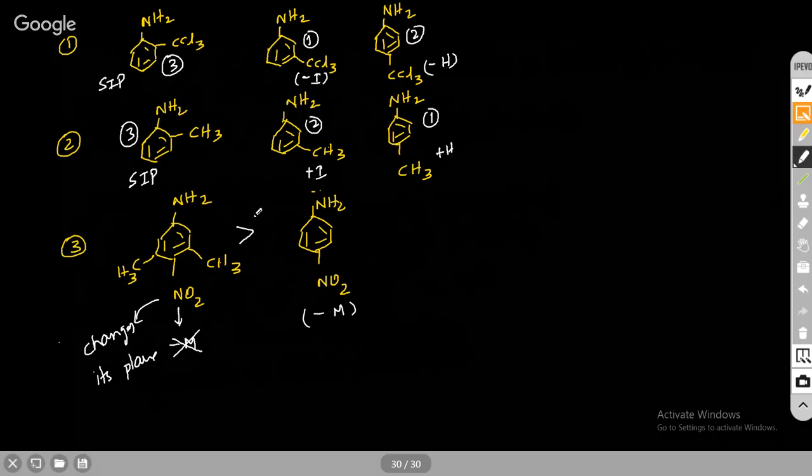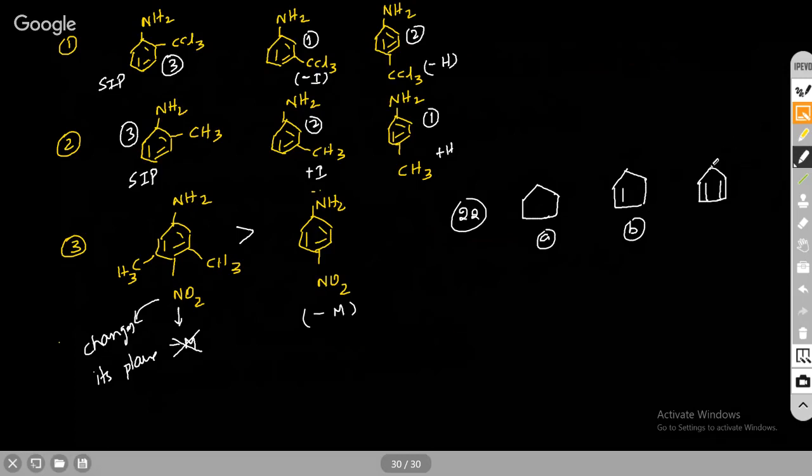Okay, so Vaishnavi has this doubt. Question number 22. All of you can see. I will write down the question also. This is A. Next question is this, B. And the last one is this, C. We have to find out the decreasing order of acidity.